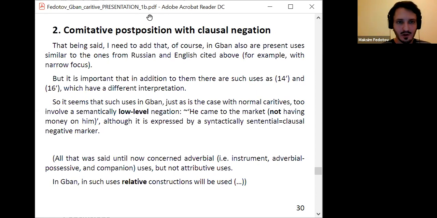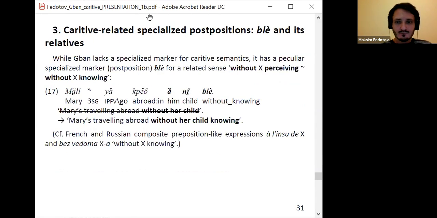Okay, so a small note is that I leave beyond this discussion attributive uses, which were present in Dasha's talk. I will just say shortly that in Gban, in such attributive uses, relative constructions will be used too. Okay, and finally, this small case study of ble.